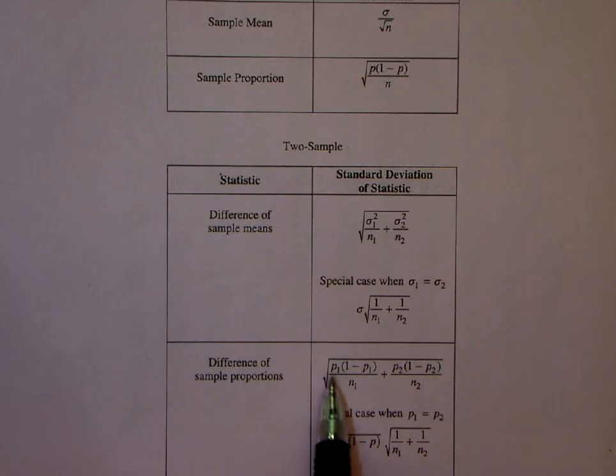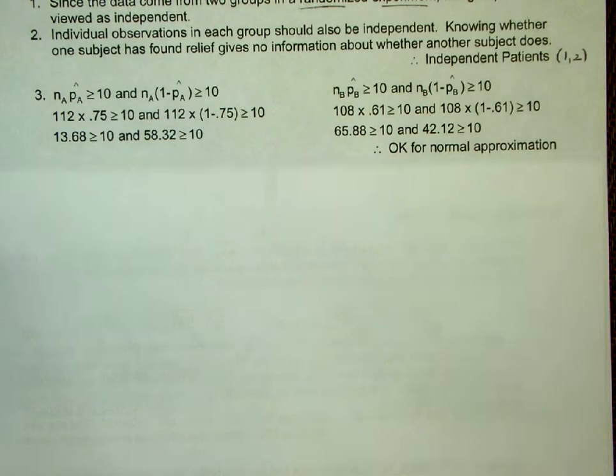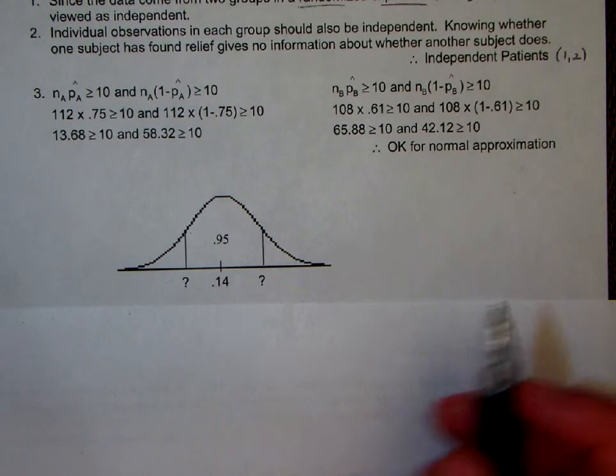This is, remember your p's are pi's, but in this situation we don't have pi's, so the next best thing is to use the p hats. So we're going to be using p hats in both of these. P hat A, p hat B. Okay, so I go to the curve, and the middle of the curve is going to be the difference in sample proportions right here.